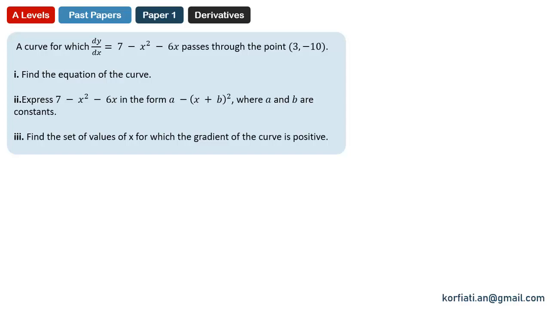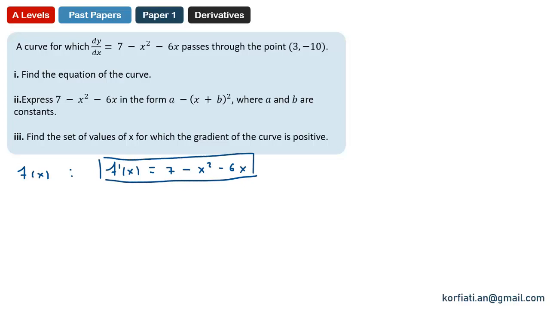So I prefer to think of the curve not like that. I don't like thinking that my curve is y equal to something. I prefer to think that I have a function f of x. What I'm actually looking for is the equation of the curve, so the formula of the function. Let's say that I have a function f of x such that f prime of x is equal to 7 minus x squared minus 6x. That's the first information that I have.